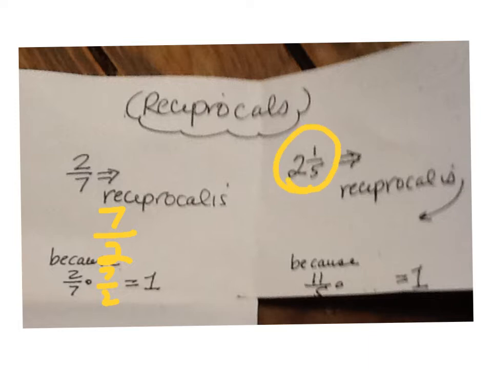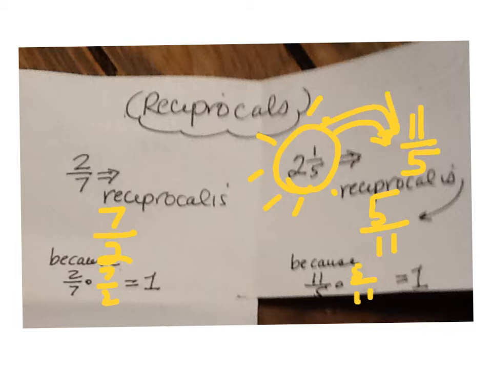Always, always, always when we're doing multiplication or division, we have to change that mixed number to a fraction. So 5 times 2 is 10. 10 plus 1 is 11/5. So the reciprocal of 11/5 is 5/11. Because 11/5 times 5/11 is going to equal 1. Okay, so reciprocals are the flip, and you got to make sure that we change our mixed numbers into fractions.